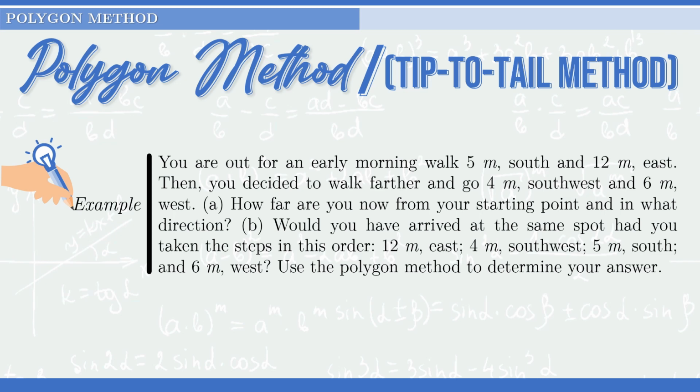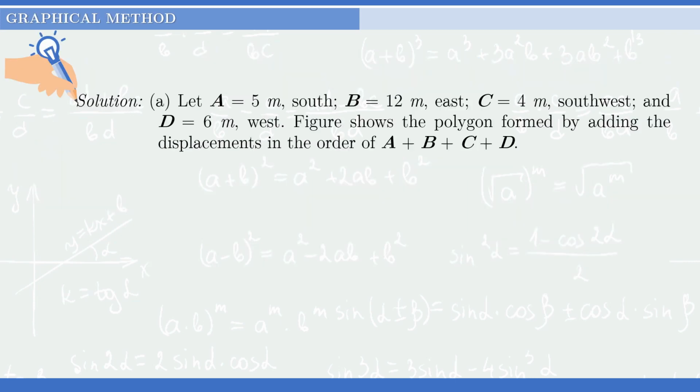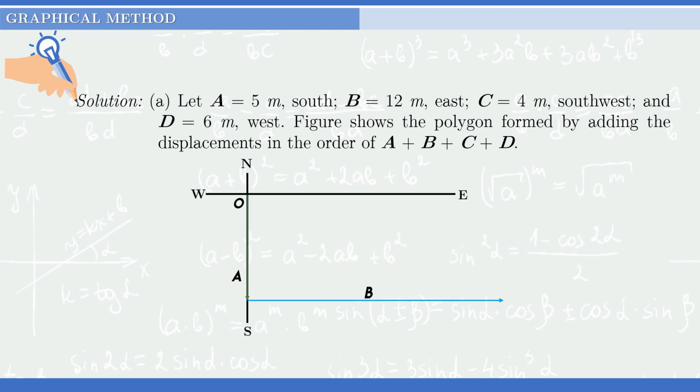12 meters east, 4 meters southwest, 5 meters south, and 6 meters west. Use the polygon method to determine your answer. To answer problem A, let vector A be equal to 5 meters south, vector B be equal to 12 meters east, vector C be equal to 4 meters southwest, and vector D be equal to 6 meters west.